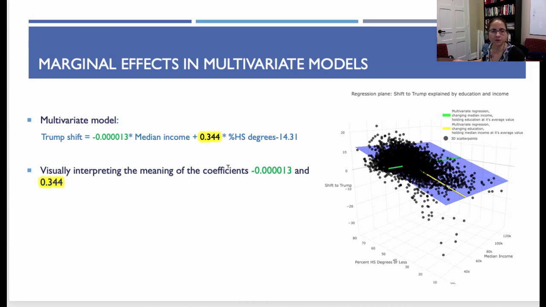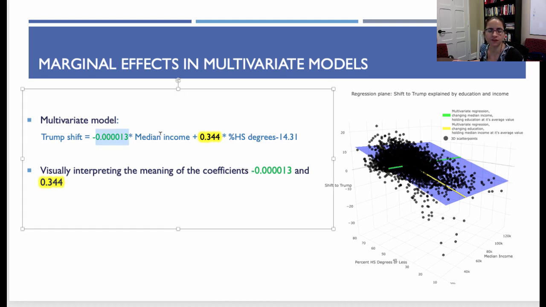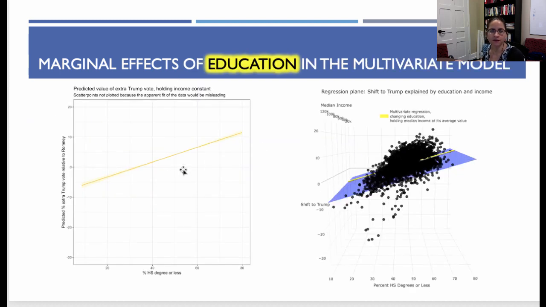So I'm going to talk you through visually interpreting the meaning of the coefficients negative 0.000013 and 0.344. Now, as before, I'm color coding things. The green coefficient corresponds with this green line. The yellow coefficient corresponds with the yellow line in the 3-dimensional graphic. The yellow line, each of these 2 lines, is the marginal effect of that variable in the multivariate model.